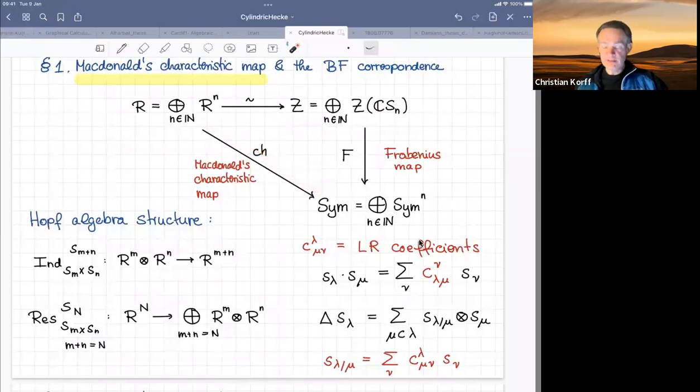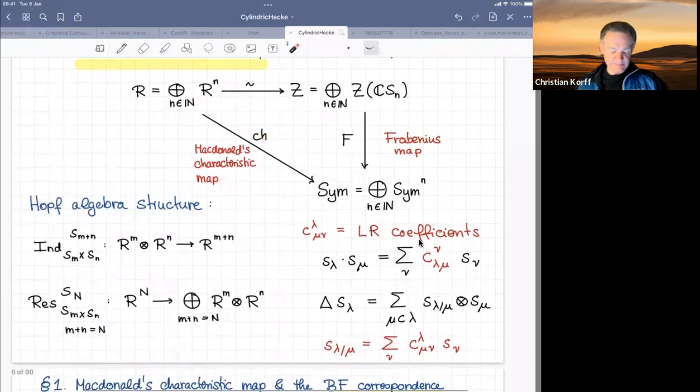But the non-trivial information is really here in the characteristic map, because if this is really a Hopf algebra isomorphism, this tells us that the problem of computing an induced character, meaning that you try to compute the decomposition into irreducible characters, can actually be done down here in the ring of symmetric functions, where a lot of combinatorial algorithms exist.